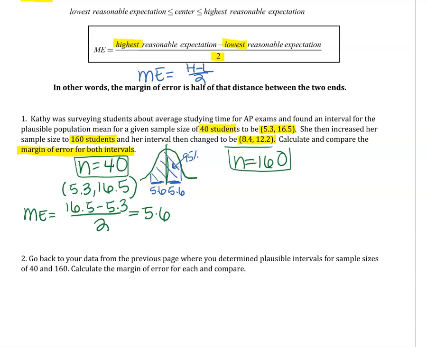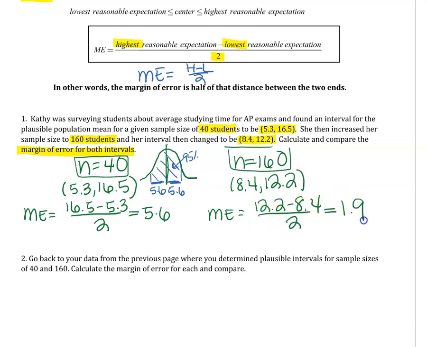Okay, I'm going to do the same thing with 160. That interval was 8.5 and 12.2. Margin of error is high minus low divided by 2, which would be 1.9. So again, in a normal distribution, if this is your mean, now they're saying your middle 95% has a margin of error of 1.9, which is your wiggle room, which is now less, still capturing the middle 95%. So your margin of error decreased.